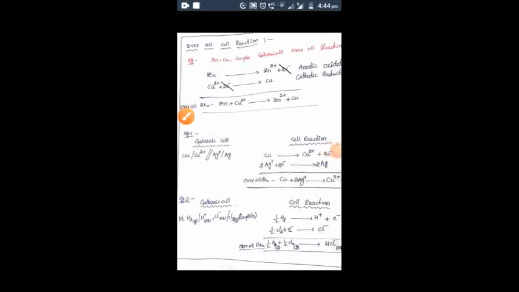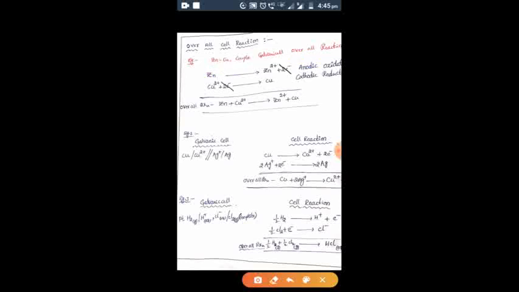Our next topic is overall cell reaction. That means you have to write down the complete galvanic cell reaction. Here I am considering one of the galvanic cells constructed with zinc and copper. So, zinc copper couple galvanic cell reaction. For this cell I am writing the overall cell reaction.